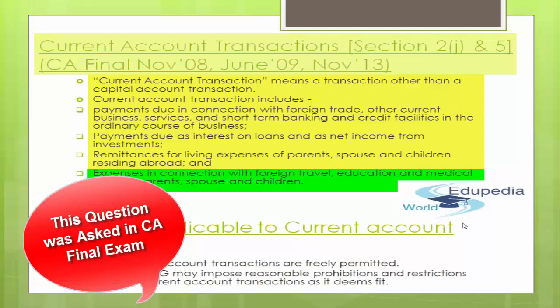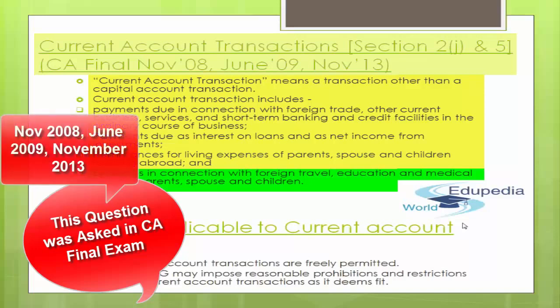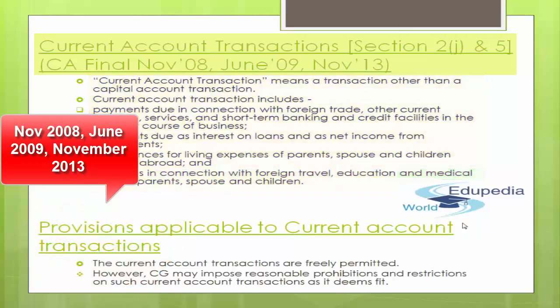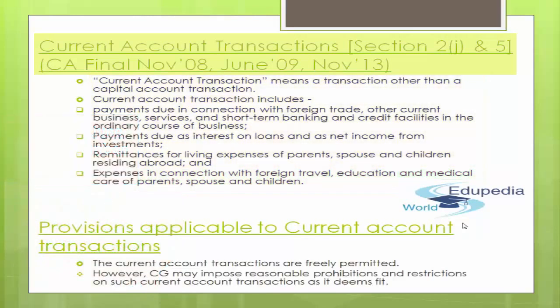This question was asked in CA final examination for November 2008, June 2009 and November 2013. And I'm sure that you guys got the complete clarity with the kind of examples that I provided to you in order to make you understand what are those categories which will be included in the category of current account transaction. Perfect, guys. So anything which is having this immediate effect, and which will be having its impact for less than a period of 12 months, the same thing can be included under the category of current account transactions.